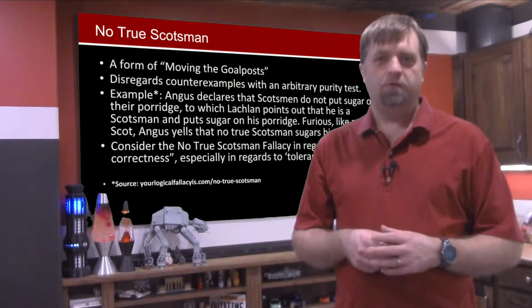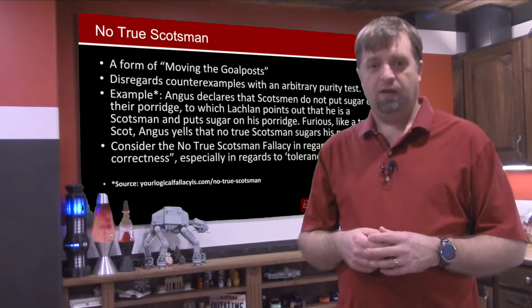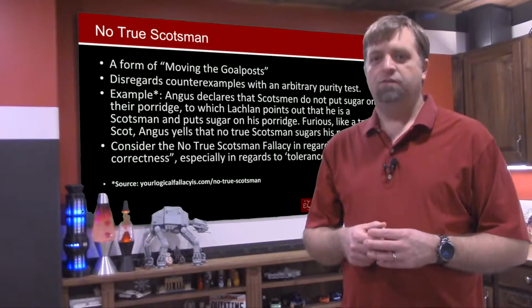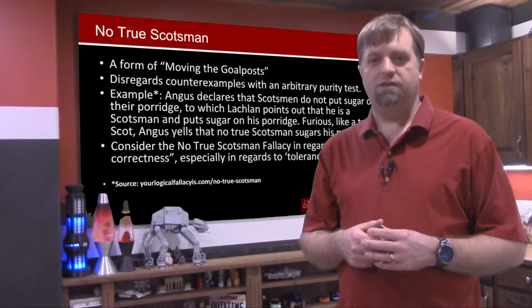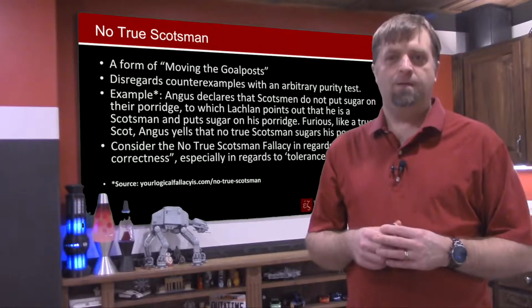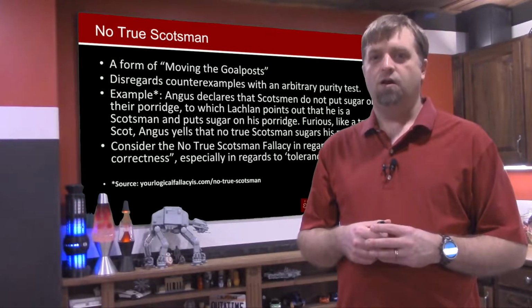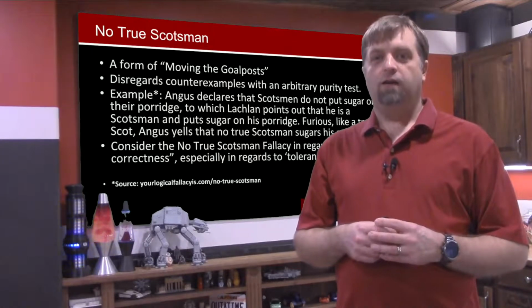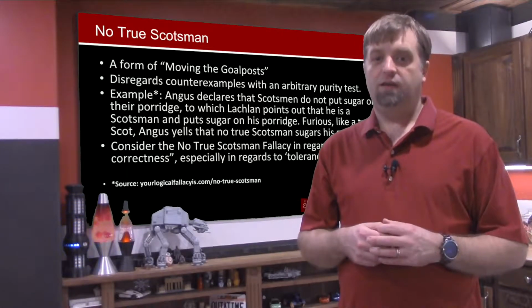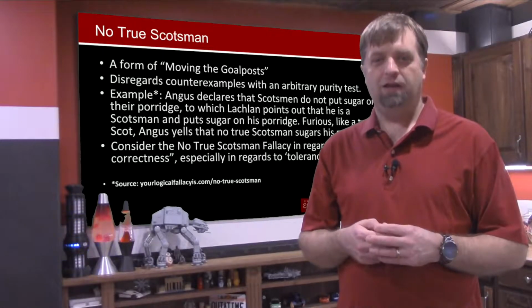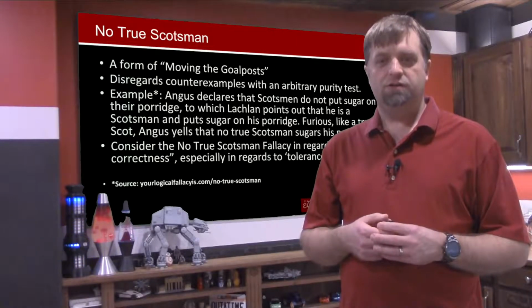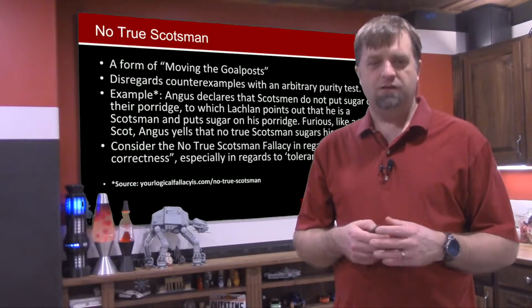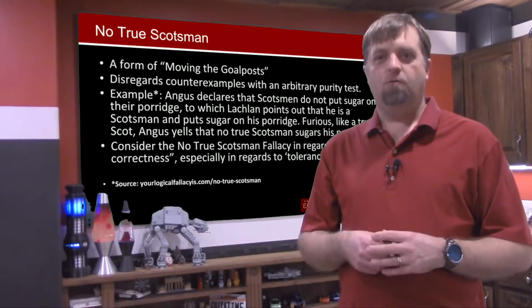So here's a kind of goofy example that I pulled off of yourlogicalfallacyis.com, one of my favorite sources on logical fallacies. In it, Angus declares that Scotsmen do not put sugar on their porridge, to which Lachlan points out that he's a Scotsman and he puts sugar on his porridge. So furious, like a true Scot, Angus yells that no true Scotsman pours sugar on his porridge. So we see here that it doesn't matter where Lachlan was born, where he was raised, where he spent his entire life. He's Scottish by blood, Scottish by ethnicity, Scottish by culture, probably with a thick Scottish accent, doesn't matter. He puts sugar on his porridge, so he's not a Scotsman. It's just a goofy example that helps to illustrate how it works.